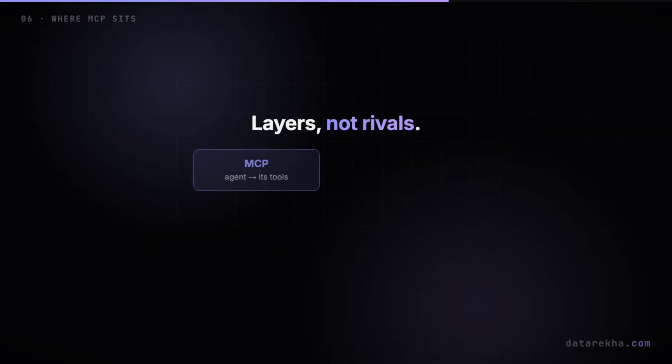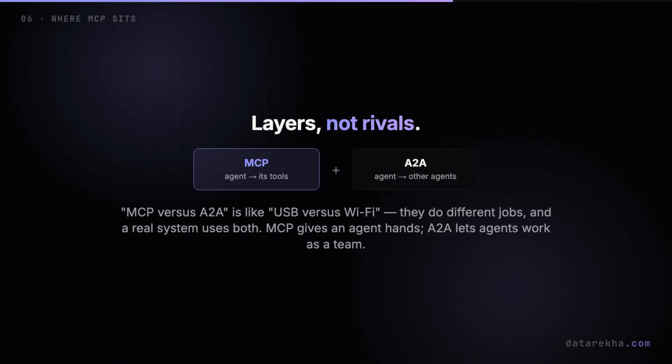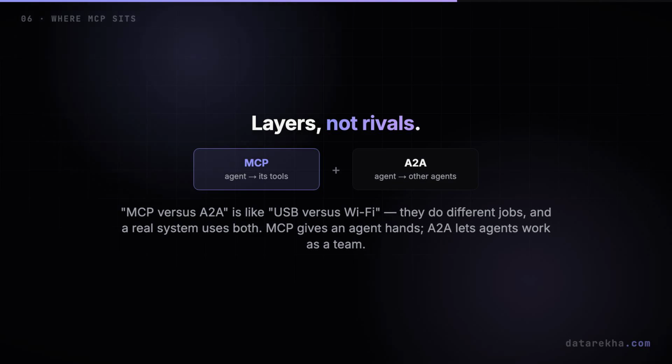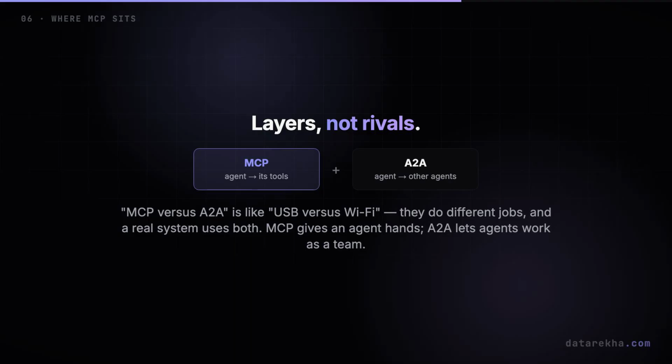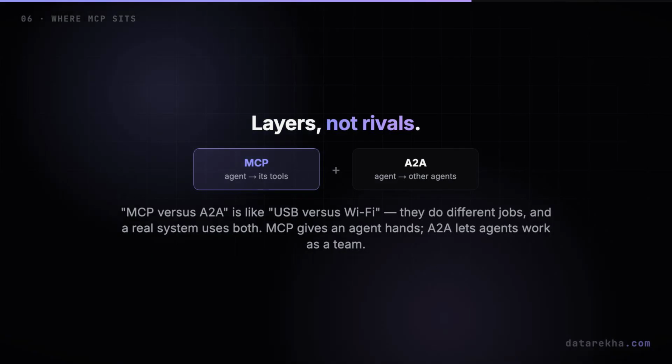So when you hear MCP versus A2A, treat it the way you treat USB versus Wi-Fi. They're not rivals. They do completely different jobs, and a serious system uses both. MCP gives a single agent hands to reach its tools. A2A lets whole agents work together as a team. Different layers of the same stack, each solving its own problem.